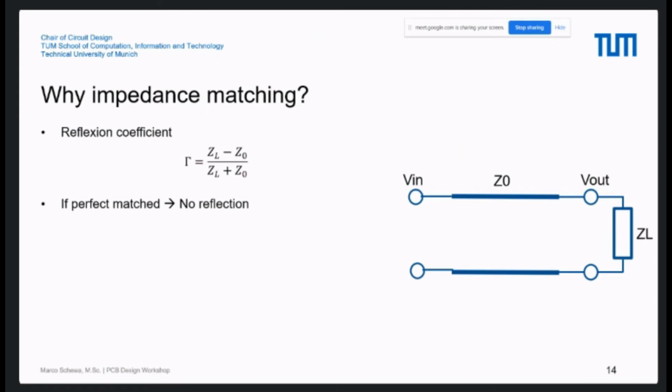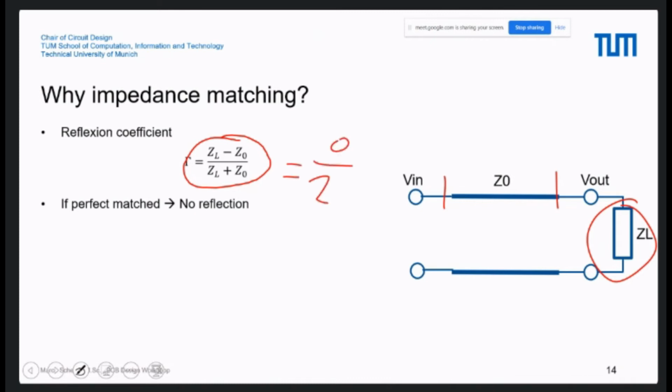So here's an important formula for the reflection. You can see here, this is our transmission line, and here we have our load. So if our transmission line impedance Z0 is equal to Z load, then we have here 0 divided by 2 ZL. That means this is 0. So we have no reflection. We have a perfect match.